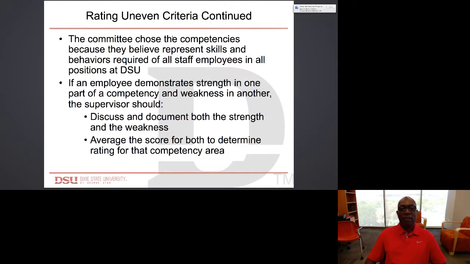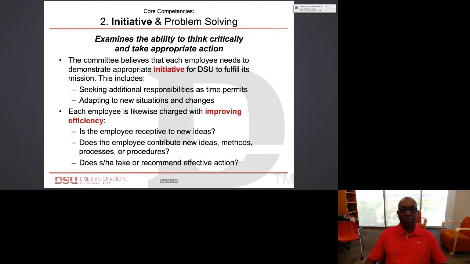Rating uneven criteria, continued. The committee chose the competencies because they believe they represent skills and behaviors required of all employees in all positions at Dixie State University. If an employee demonstrates strength in one part of the competency and weakness in another, the supervisor should discuss and document both the strength and the weakness. Average the score for both to determine the rating for that competency area.